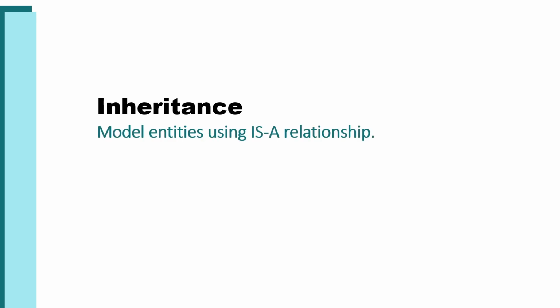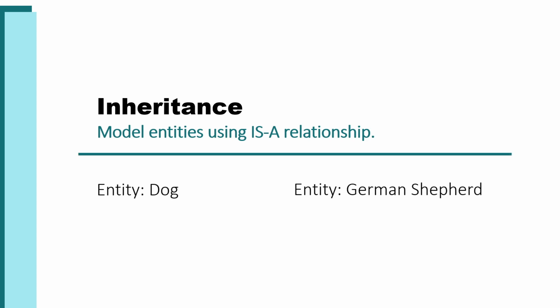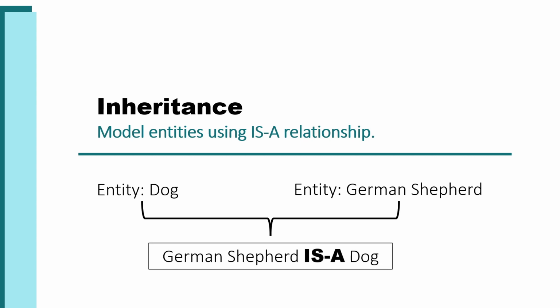The fourth concept is called inheritance. Inheritance is used to model entities using an "is a" relationship. For example, we have a dog and German Shepherd entity. Using inheritance, we can create a relationship between these two entities because a German Shepherd is a dog.